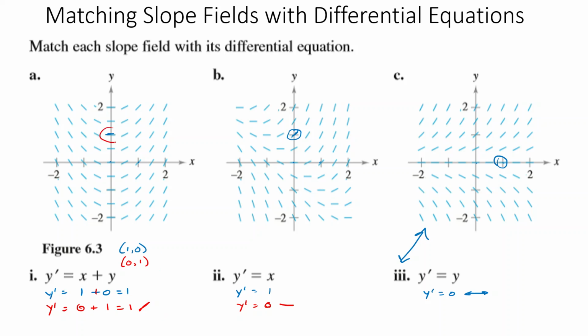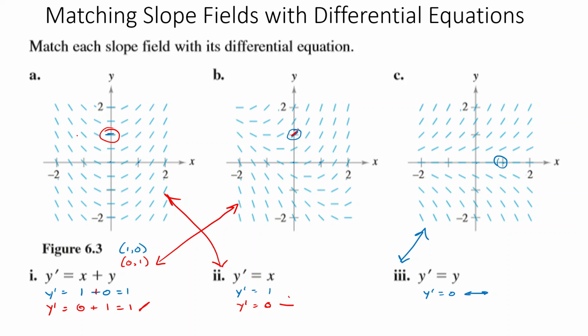So if we look, here's flat. So that's this one. And this one should have a slope of 1. Yep, that's this guy, because that has this little slope going up. All right, so that's how you can match slope fields.